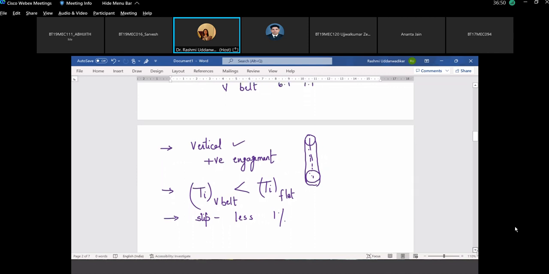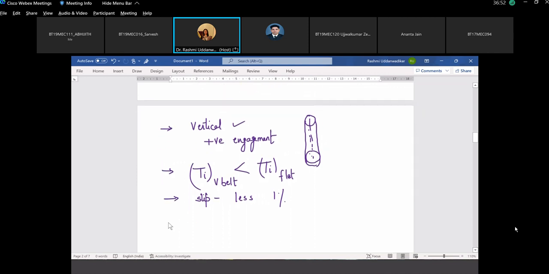Then how do you designate a flat belt? Oh, sorry, a V belt. Normally, V belts are not designed. V belts are selected, because there are standard V belts available. Before we go for designation, we'll talk about the type of V belt.